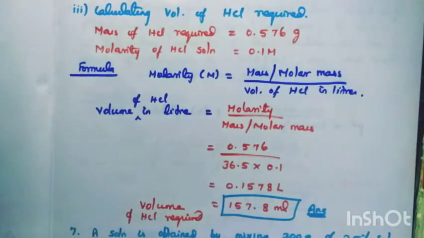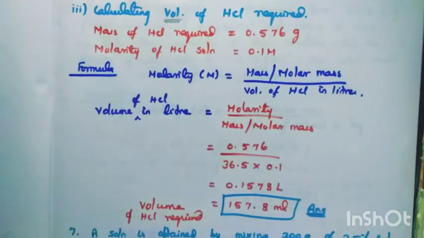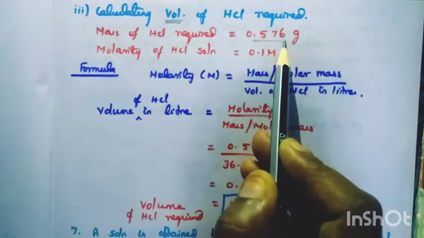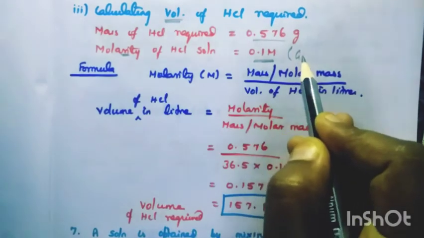Now we have found it in mass. But what is asked here? Volume. So we have to find the volume for this one. Mass of HCl required, this. The molarity of the HCl solution is given in the problem.